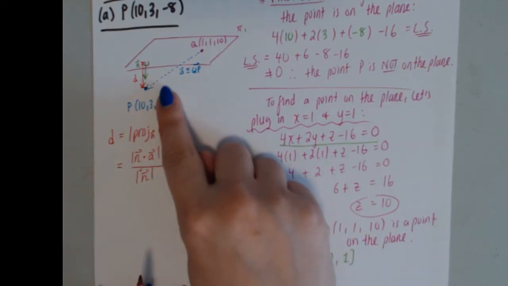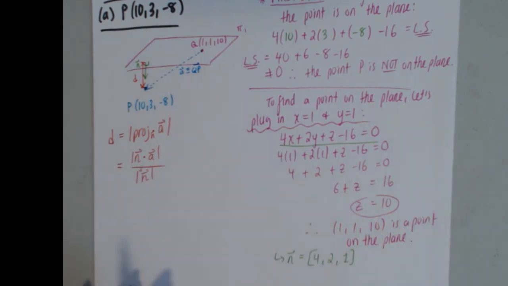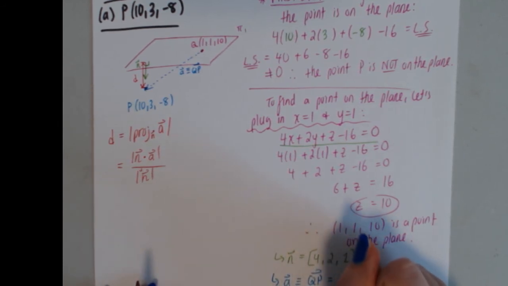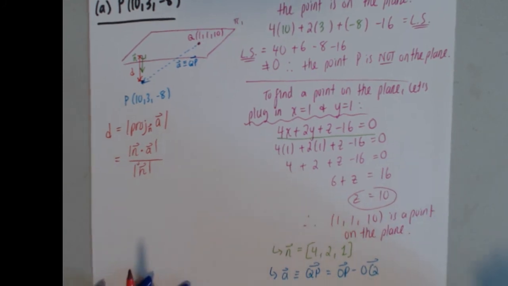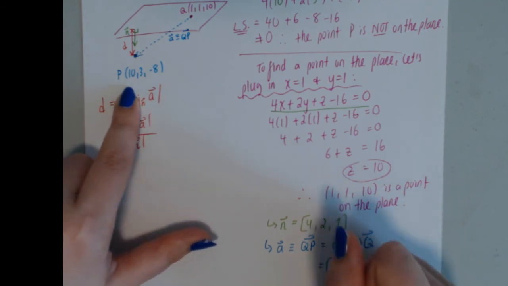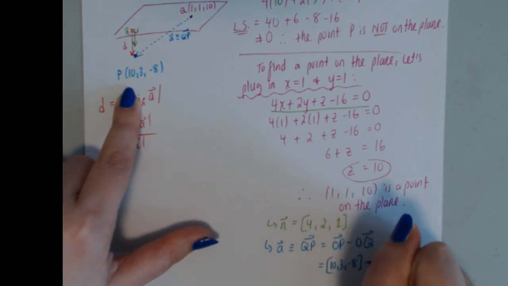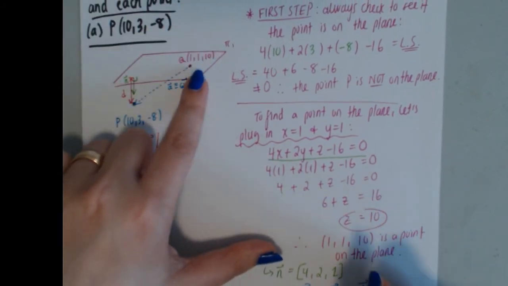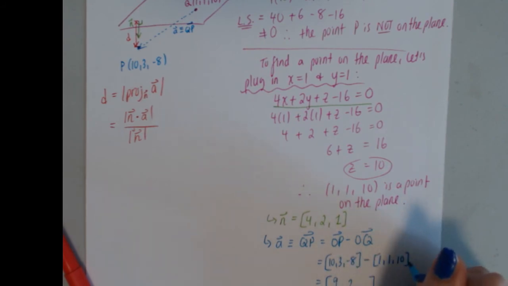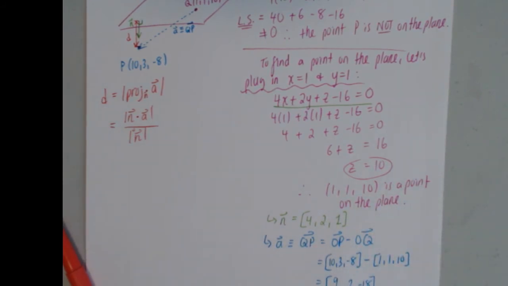And to find vector A from the picture, remember that's QP. Vector A is QP, so that's OP minus OQ. OP, the vector going from the origin to point P, is just going to be [10, 3, -8], minus OQ, [1, 1, 10]. Keep having to go up and down here. 10 minus 1 is 9, 3 minus 1 is 2, negative 8 minus 10 is negative 18. So 9, 2, minus 18 is my vector A.